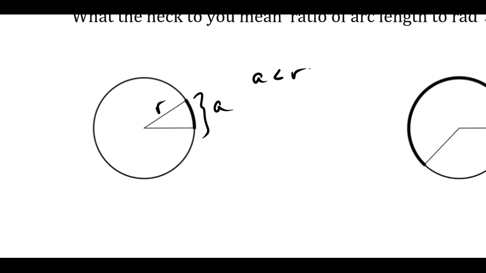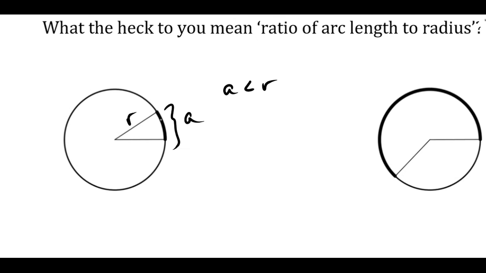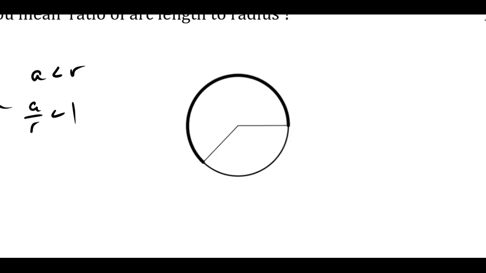The arc length is less than R, and you can tell that this is kind of a smaller-ish angle. And so then we would say that A over R is less than 1. The ratio of the arc length to the radius is less than 1. Just reorganize, dividing both sides by R. We don't have to worry about negatives. This isn't an inequality thing. We're just thinking here because R, the radius, is not negative. It's a length.